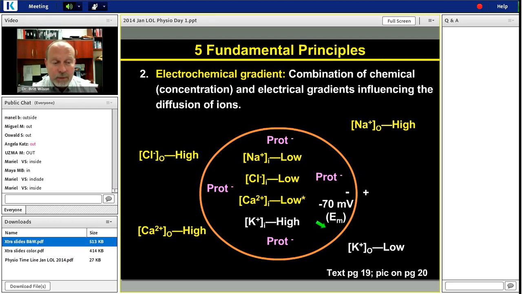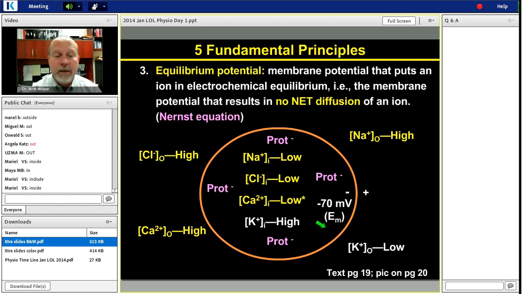I'll show you. Third is something called the equilibrium potential. This is huge. Look at the words. This is the membrane potential that puts an ion in electrochemical equilibrium, which means the membrane potential that results in no net diffusion of an ion. Now let's ponder on this one for a second, because this is a huge point.